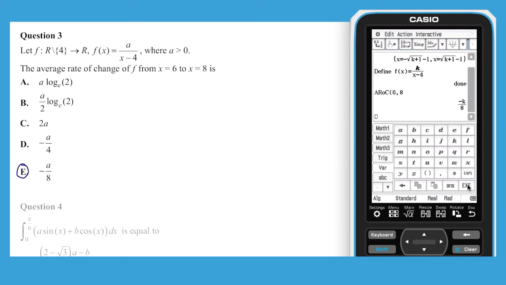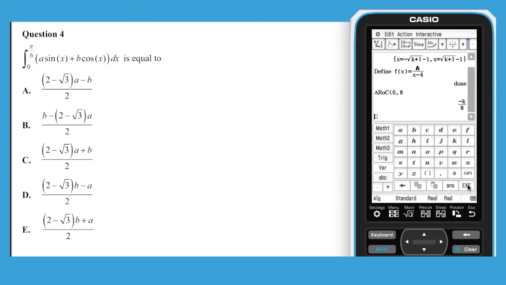The answer to this question can also be found by directly evaluating f of 8 take f of 6, over 2. This is equal to a over 4, take a over 2, all over 2, which is equal to negative a over 4 divided by 2, which is negative a over 8.